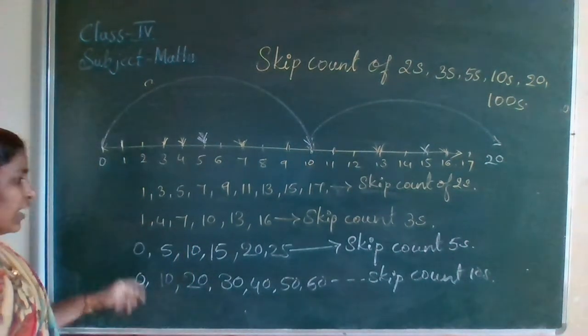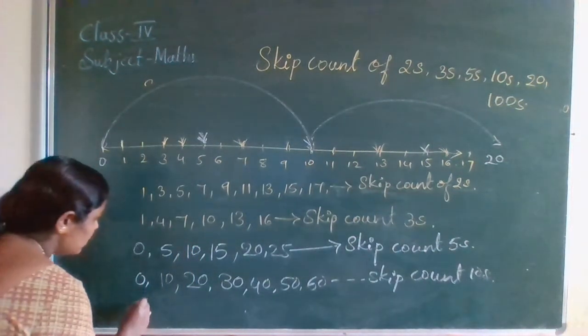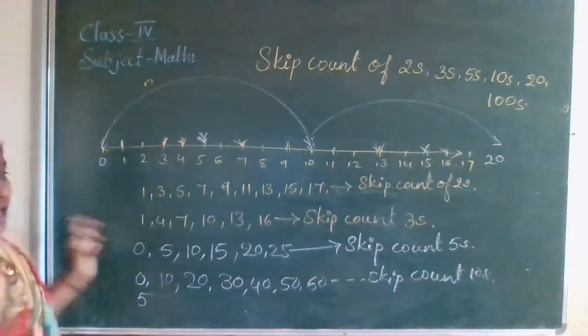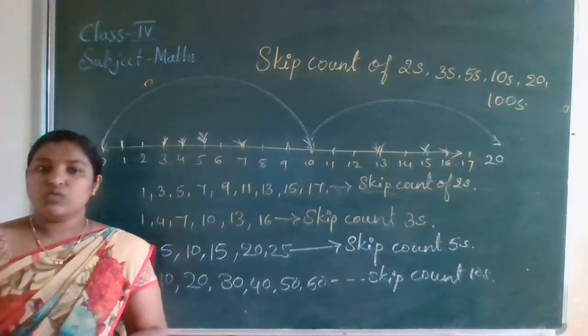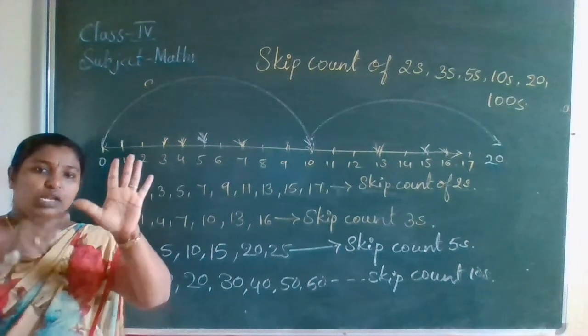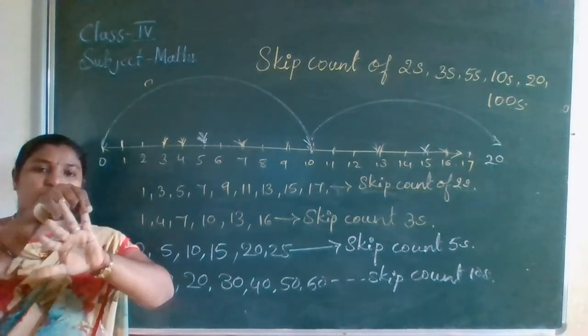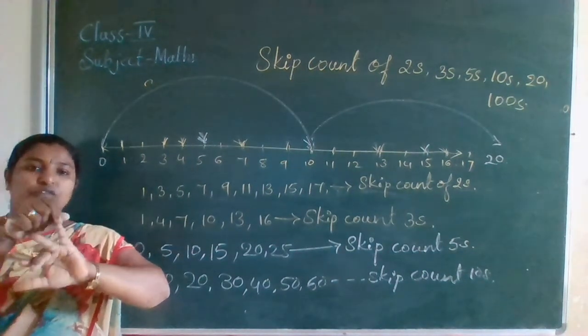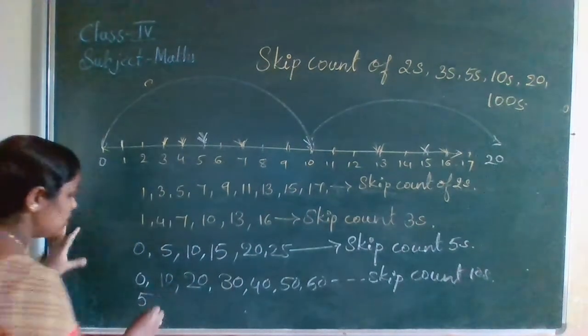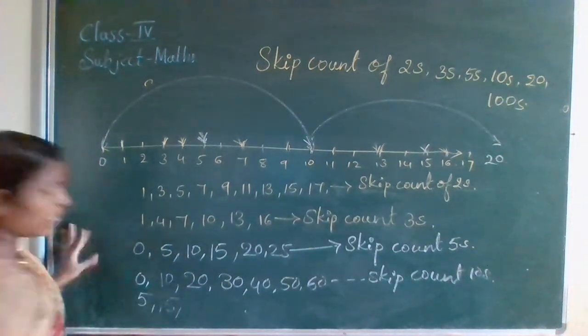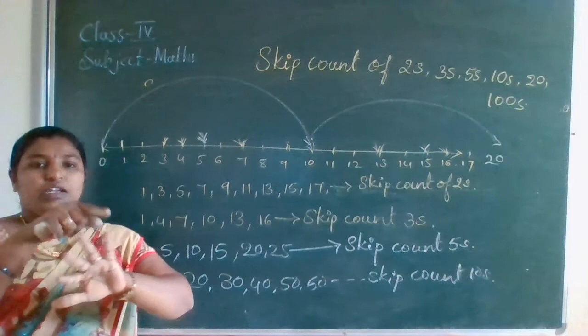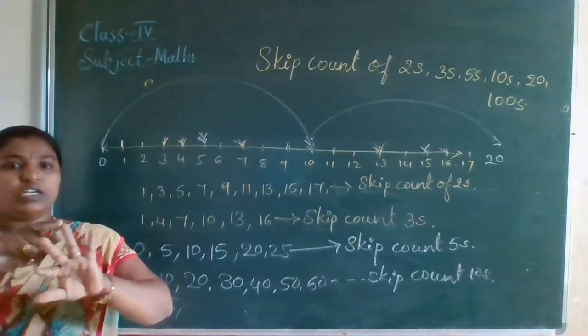One more example I will take in skip count 10s. So 5 I will take. After 5, what is the skip count 10? So after 5 will be 6, 7, 8, 9, 10, 11, 12, 13, 14, 15. Next answer is 15. Then 16, 17, 18, 19, 20, 21, 22, 23, 24, 25.